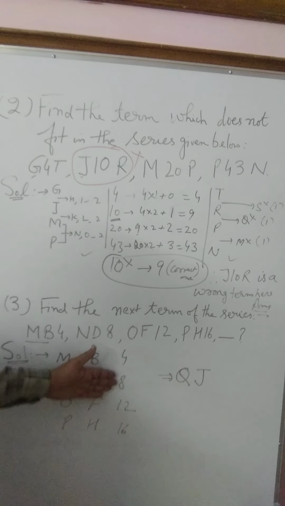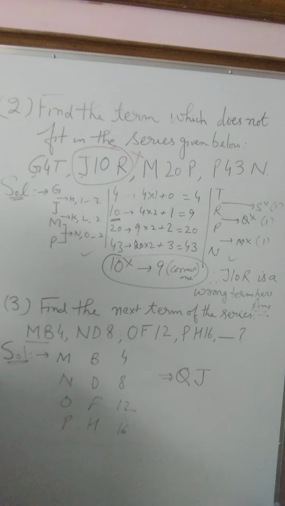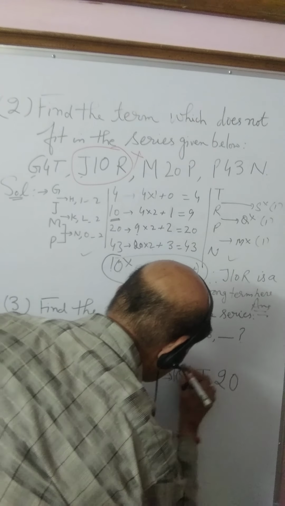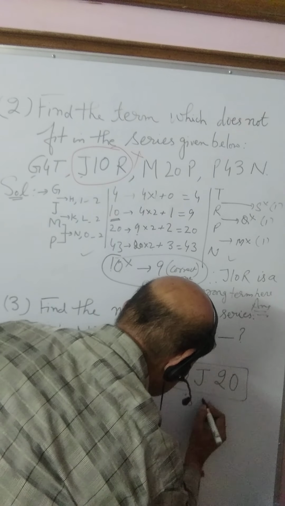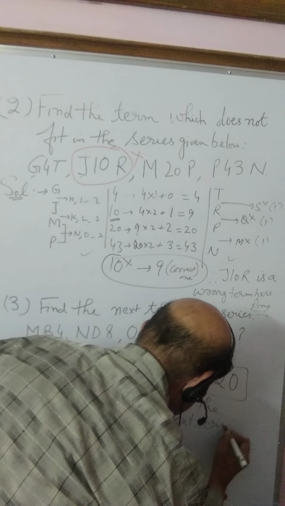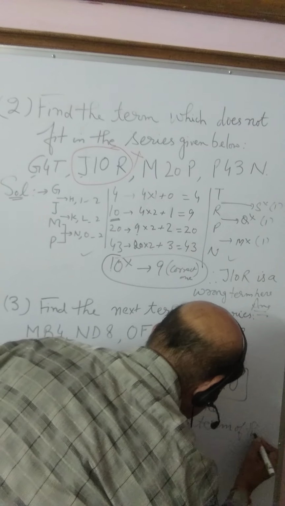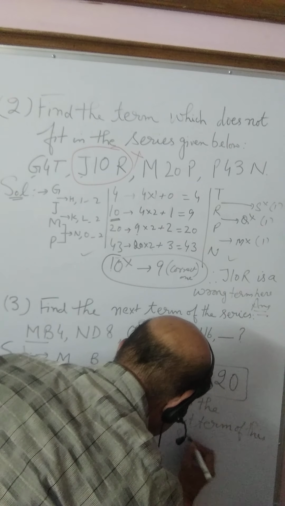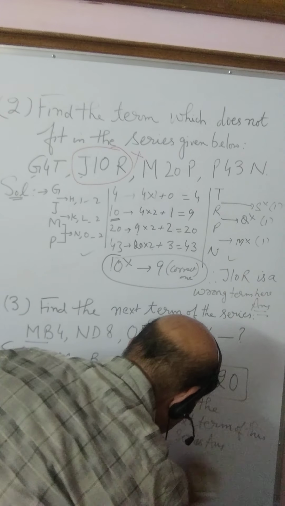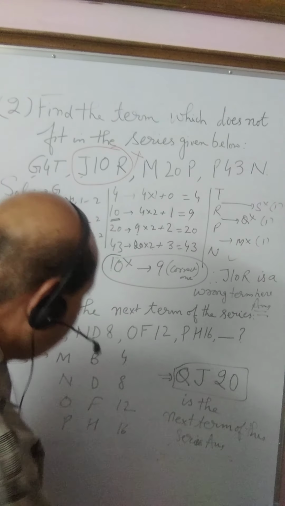And next is 4, 8, 12, 16, simple. Table of 4: 4 ones are 4, 4 twos are 8, 4 threes are 12, 4 fours are 16, and 4 fives are 20. So QJ20 is the next term of this series. That is the answer. So we are able to find the answer of this series as QJ20.